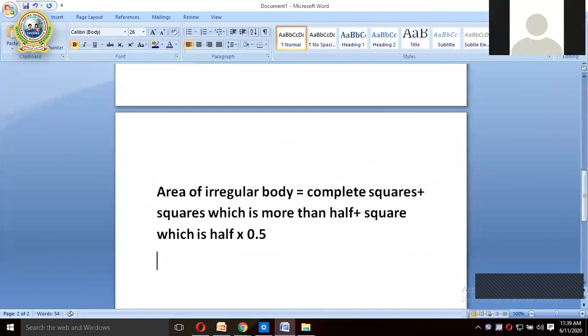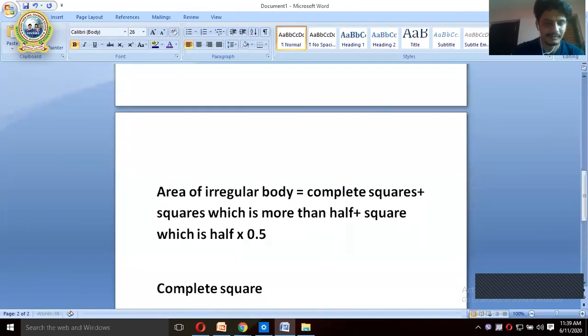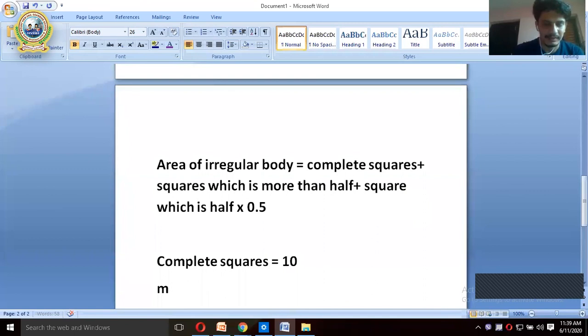Let me give one example. Let's say full squares, or you can say complete squares, equal 10. More than half squares, let's say it is equal to 5.